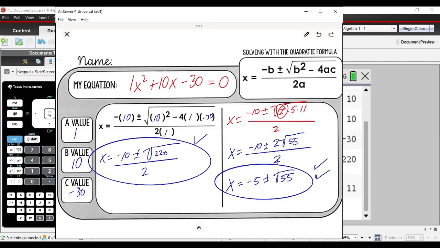All right, so in summary, this is just to show you that you can also use the quadratic formula if you don't feel comfortable trying to complete the square. All right, I'm going to stop this in post.